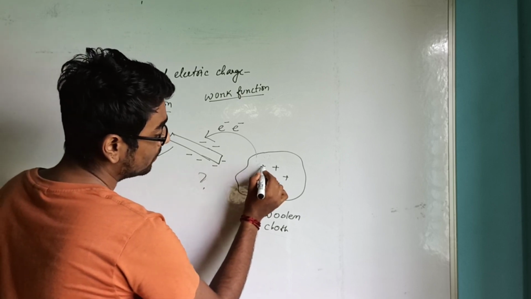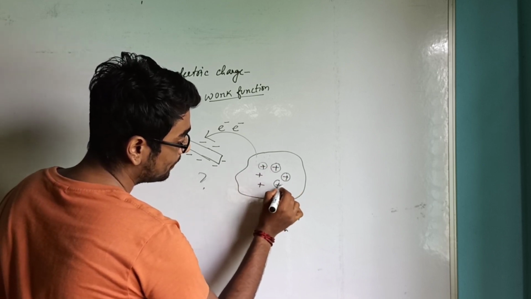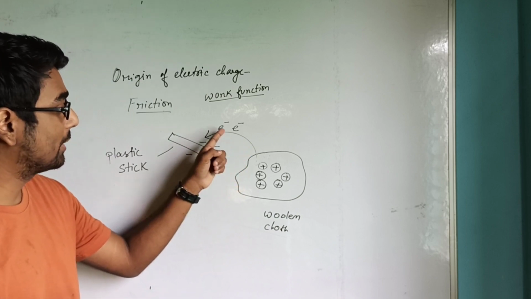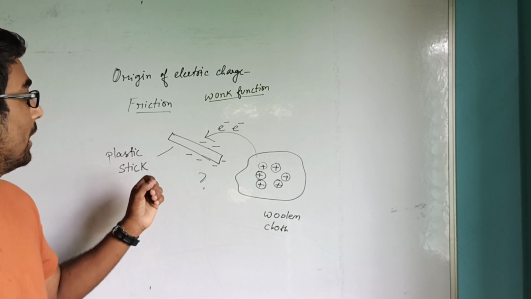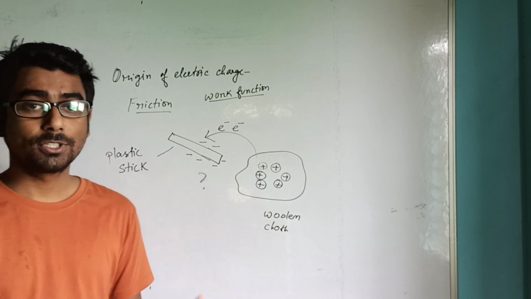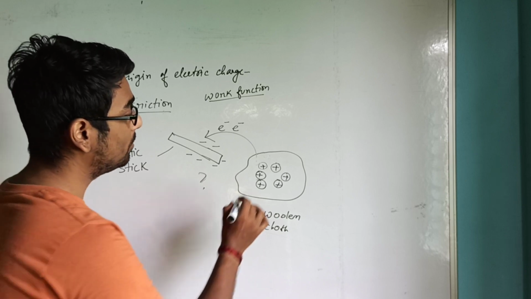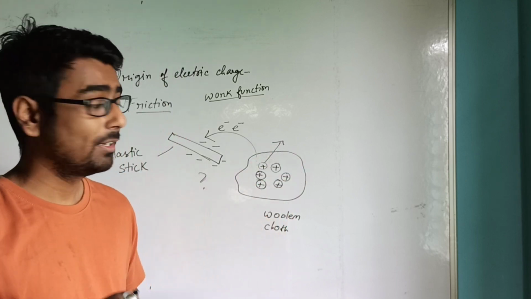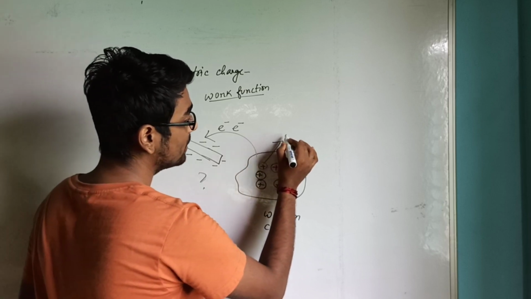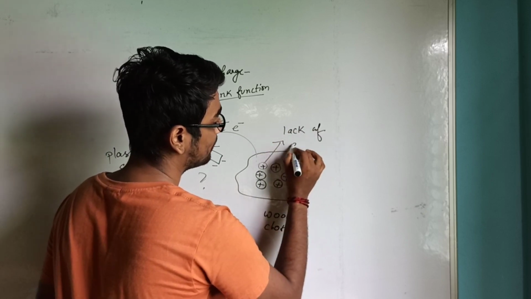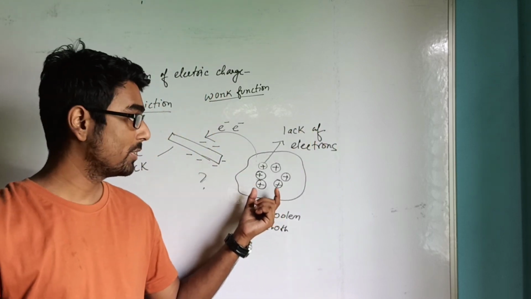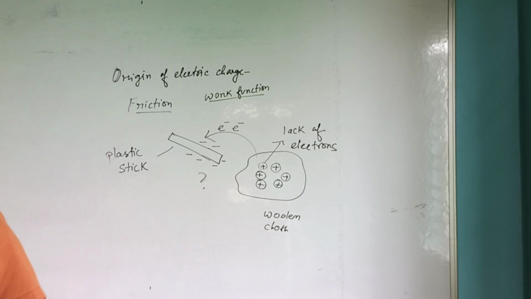So the atoms here will become positively charged. That is, while rubbing, the electron is transferred to the plastic stick. As a result, the plastic stick acquires negative charge and the woolen cloth becomes positively charged. Positively charged simply means it doesn't mean that protons accumulate here. No, that is wrong. It means lack of electrons. Simple. Now coming to the next point.